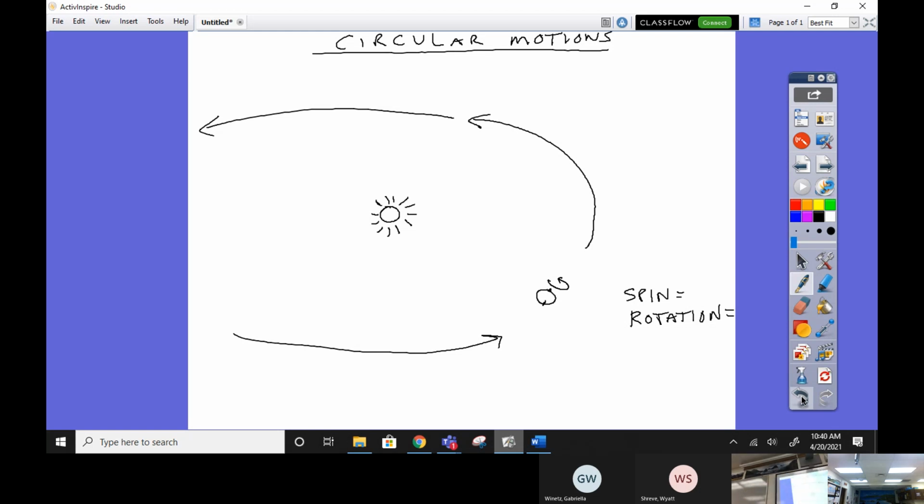So the spin of the Earth, properly called the rotation, takes 1 day. It takes 24 hours. Meanwhile, here's this orbit. There is a proper term for the orbit. It also starts with R, so sometimes people get confused about which is which. But the orbit is properly called the revolution of the Earth around the sun. I just prefer to use the word orbit myself.